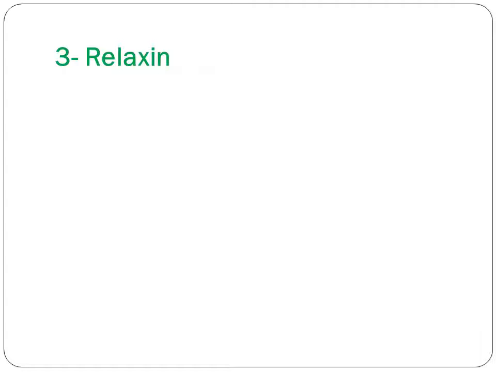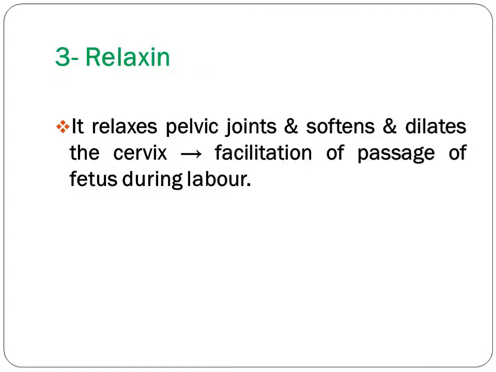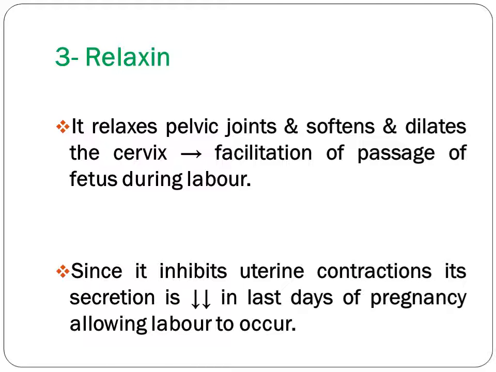The third hormone that plays a role in labor is the relaxin hormone. Relaxin, from its name, acts to relax pelvic joints. It also softens and dilates the cervix. So it will help the passage of the fetus during labor through the cervix. But relaxin also inhibits uterine contraction. So its secretion starts to decrease in the last days of pregnancy to allow uterine contraction to start and labor to occur.